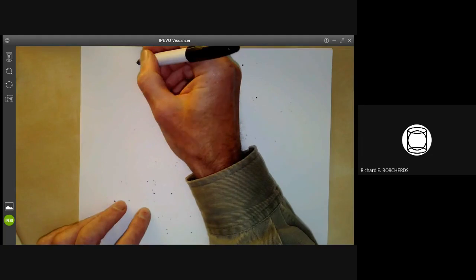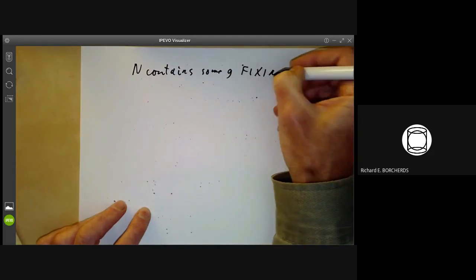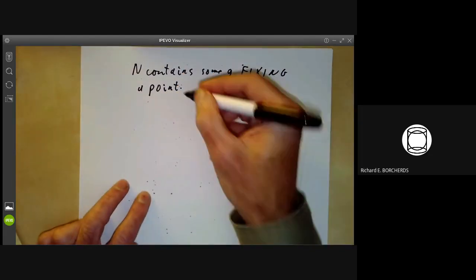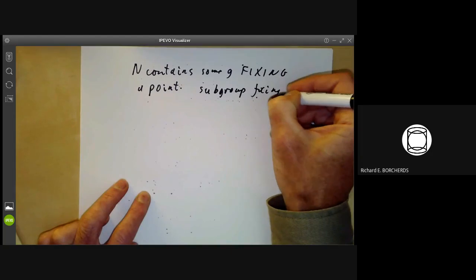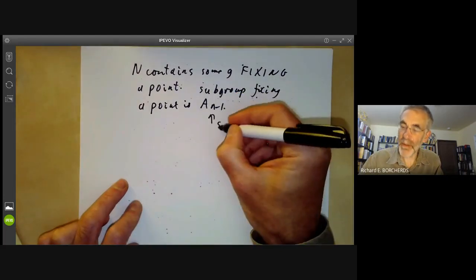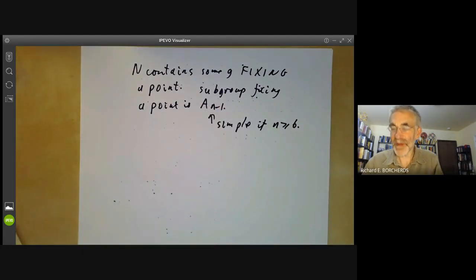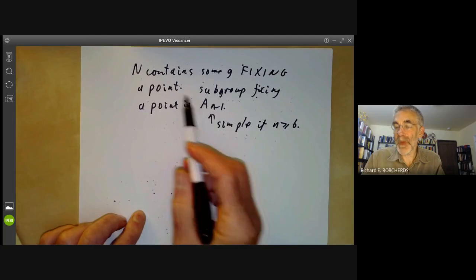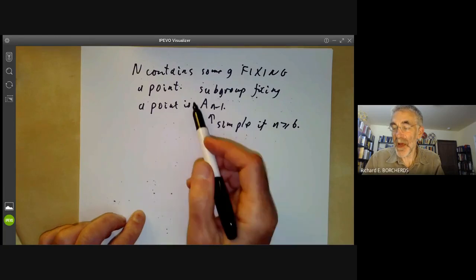So if N contains some G fixing a point, now the subgroup fixing a point is A_(N-1), and this is simple if N is greater than or equal to 6, because we've already proved that A5 is simple and we're using induction. So the intersection of N with this group here must be a normal subgroup of this group, and this group, the only normal subgroup other than the identity, is A_(N-1).